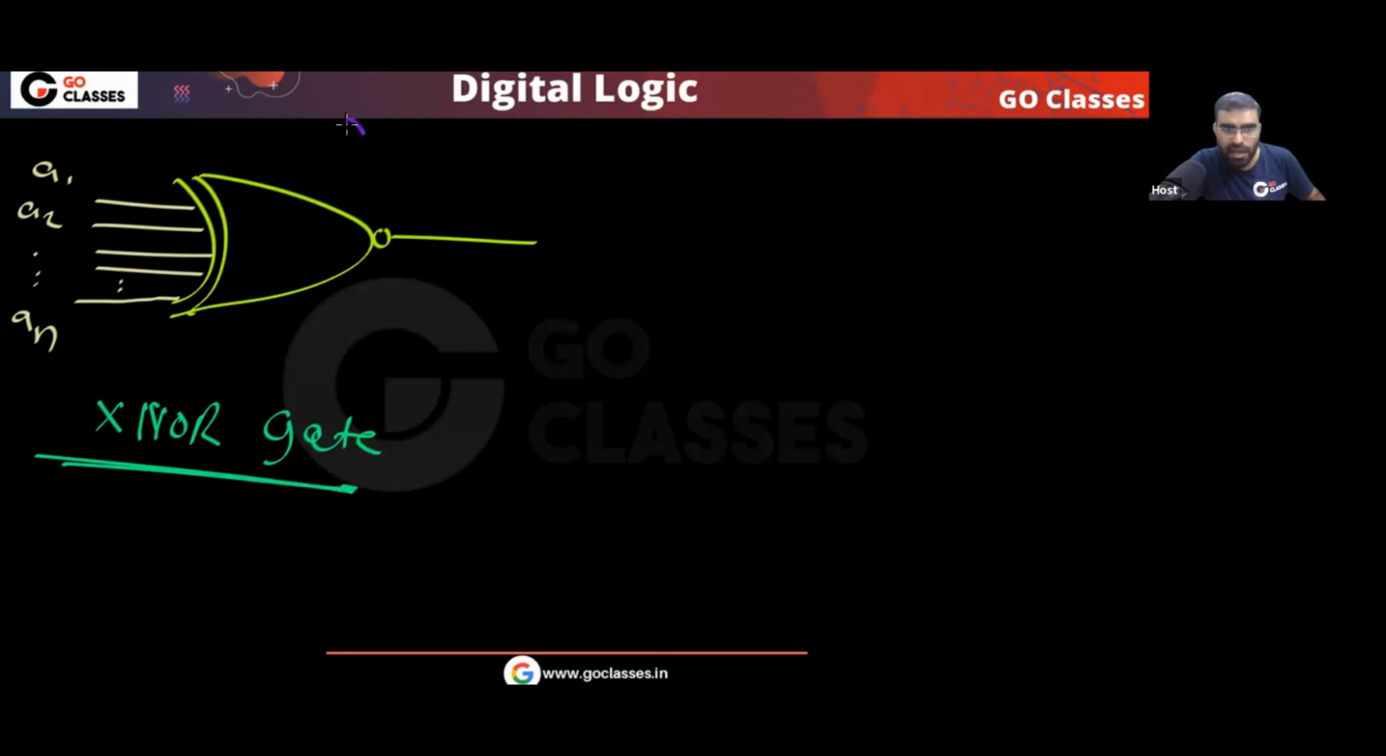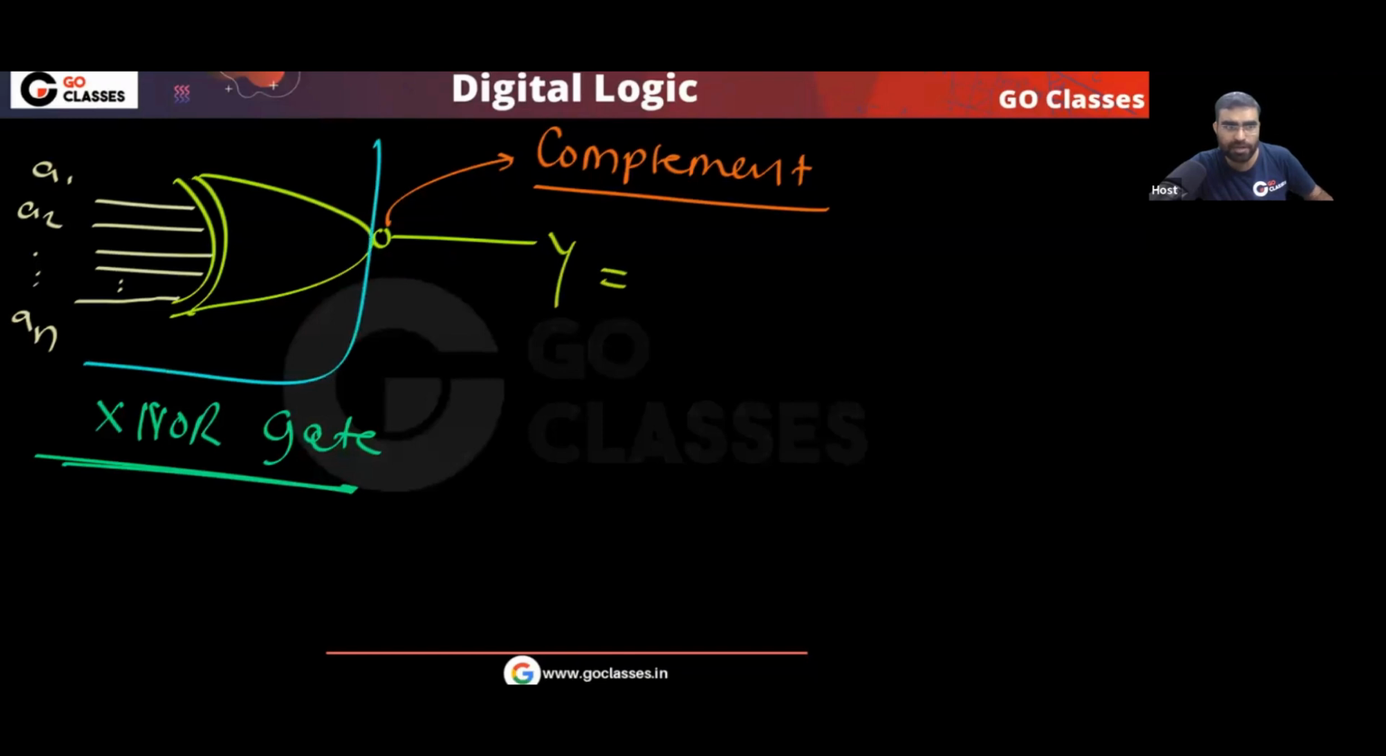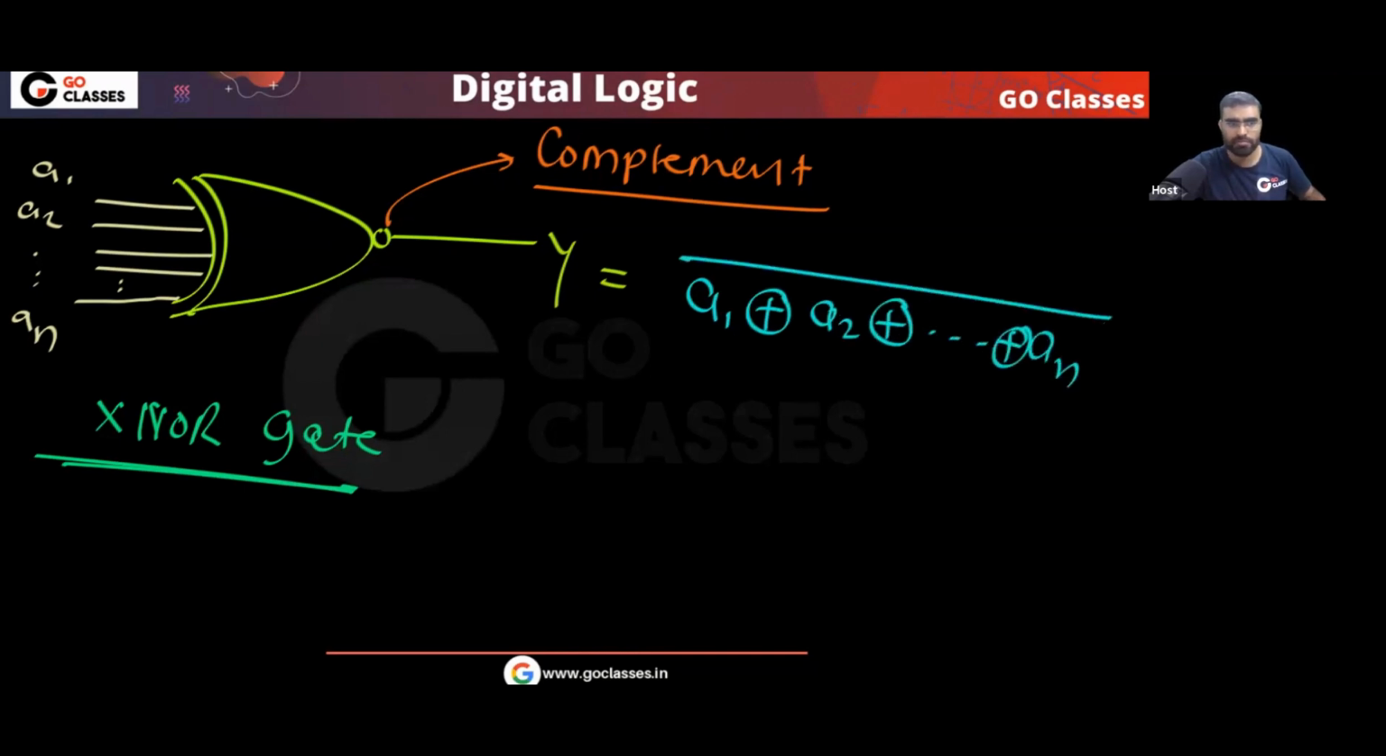This is defined as XOR and then a bubble. This bubble means complement. So whatever number of input variables you take, this is actually defined as XOR complement. Is this clear? So first you do XOR, and then you do complement. Please tell me, did you understand? This XNOR gate is defined as complement of XOR gate. This bubble means complement.